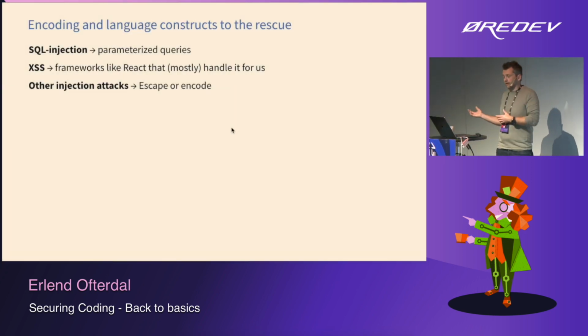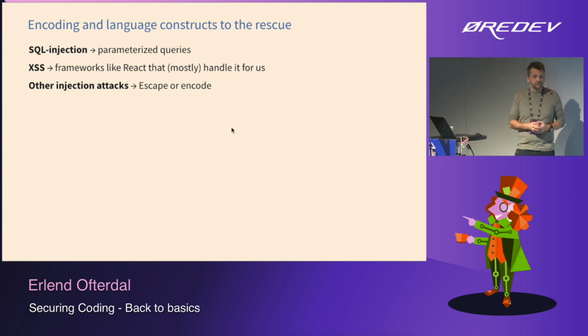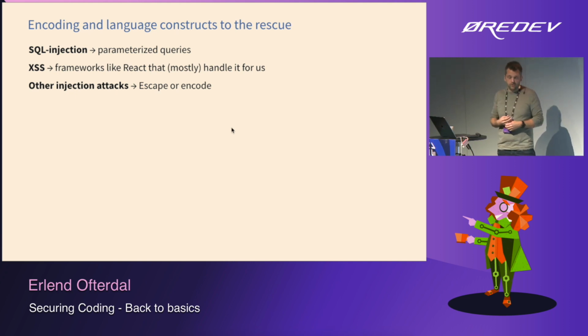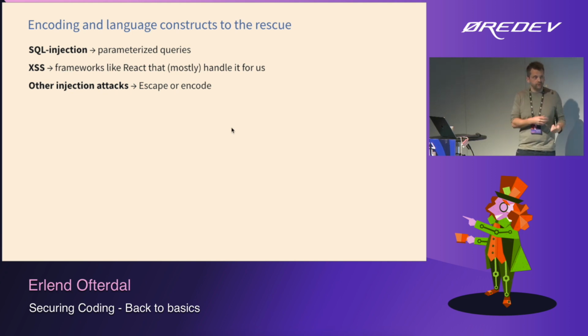And there are ways to do this. Like, we all know that we should use parameterized queries to stop SQL injection. And luckily nowadays, we have a lot of these good JavaScript frameworks that in most cases handle cross-site scripting for us. We can still shoot ourselves in the foot if we want to, but in most of the cases, it handles it correctly. And for other types of injection attacks, we have to look at escaping, encoding, and maybe sometimes block listing and stuff like that as well.